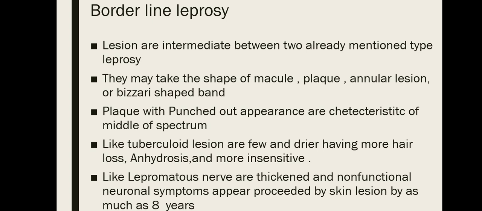Like tuberculoid, lesions are few and drier, have more hair loss and anhidrosis and are more insensitive. Like lepromatous, nerves are thickened and non-functional. Neuronal signs appear, preceded by skin lesions by as much as 8 years.